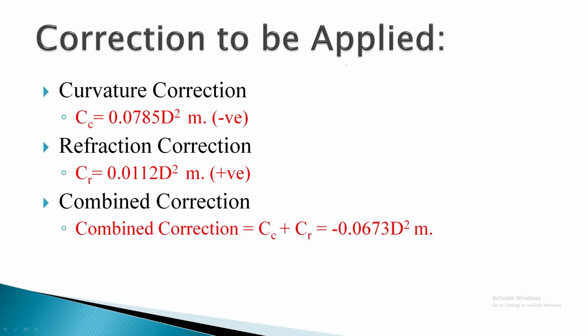Some corrections are to be applied at the time of leveling. What are they? The first one is the curvature correction, denoted by CC, and the value of that will be 0.0785 d square, where d is in kilometers.